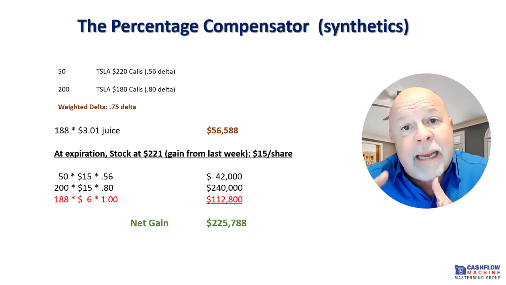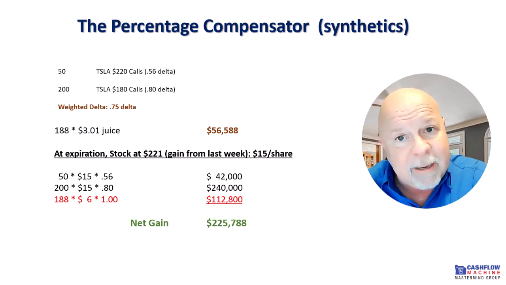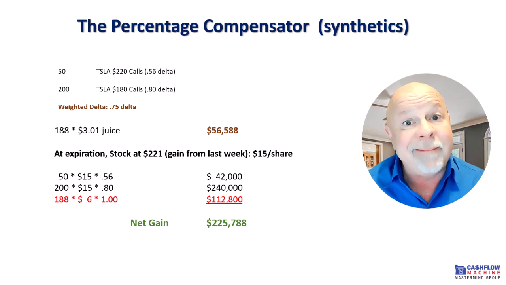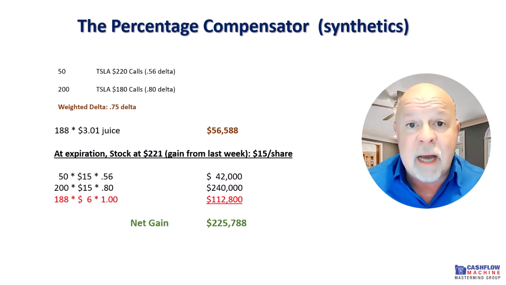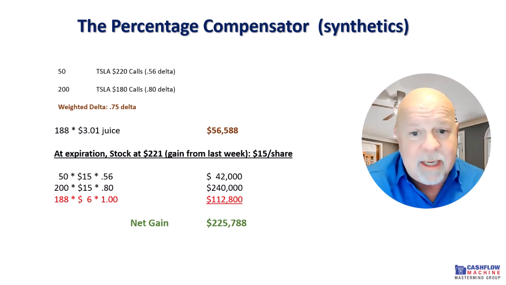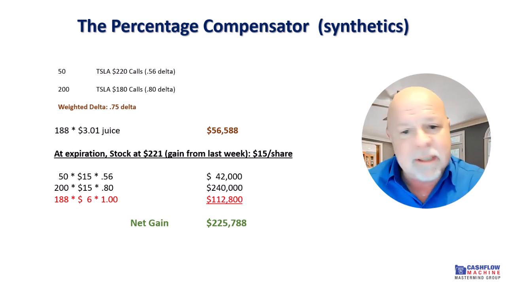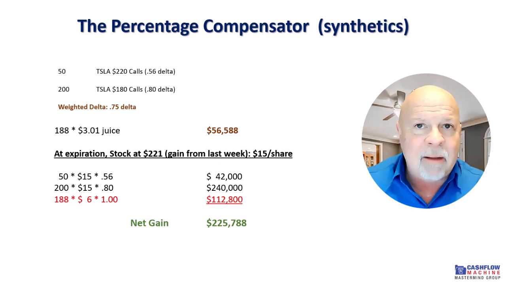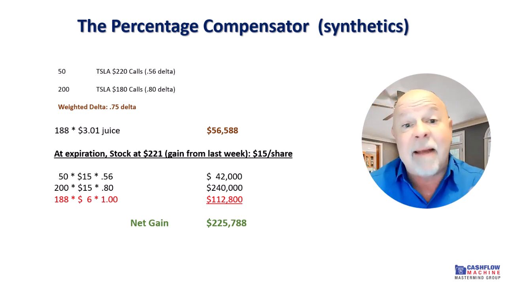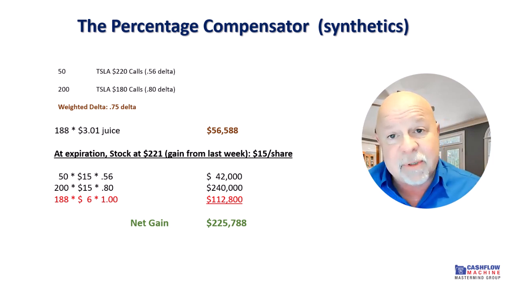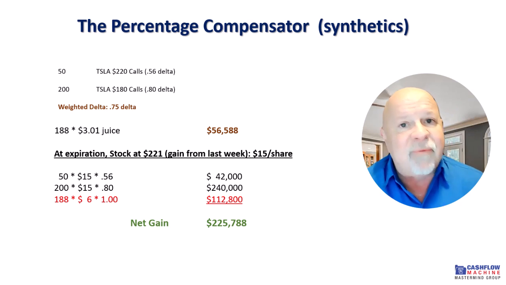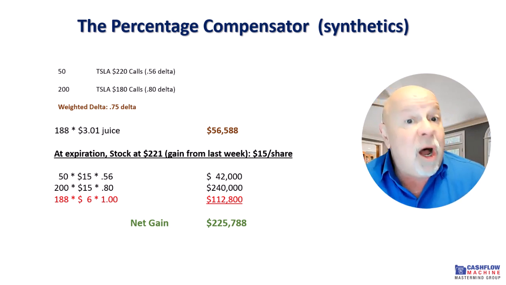Now you can start to play a little bit around with being out of the money. If you have a low delta on your base, you don't want to be dollar for dollar, share for share, contract for contract at the money or even in the money. You want to try to be a little out of the money. Sometimes I'll sell half at the money and half a little bit out of the money, things like that. But in this case, I used the percentage compensator to say, okay, I have a weighted delta of 75, so therefore I'm not going to cover all of my shares.